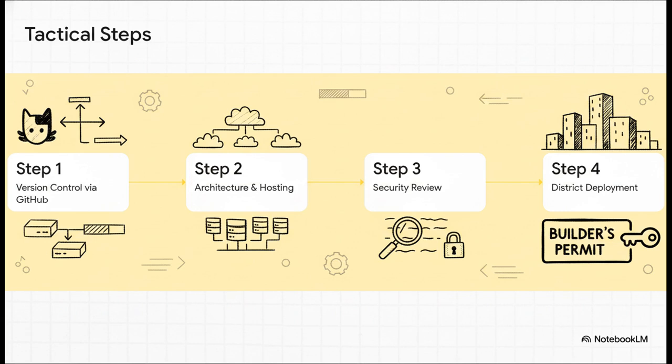Step 3 is where you apply your skills at scale, and it involves a really crucial human-in-the-loop security review of AI-generated code. And Step 4 is district deployment. This is where you find out exactly what the builder's permit unlocks, and you learn how to future-proof your builds against those inevitable changes in tools or district priorities.